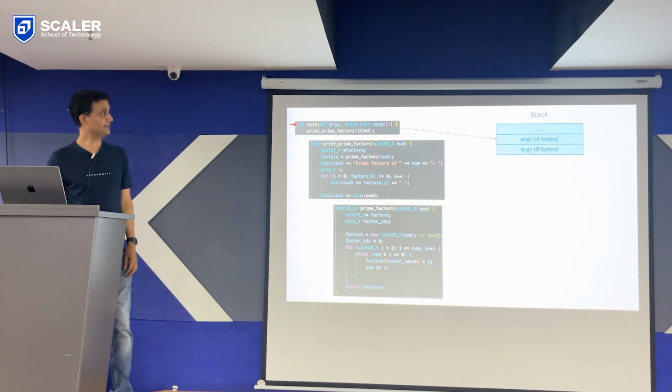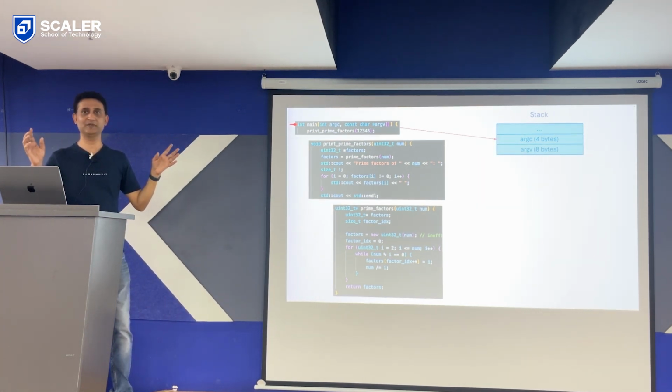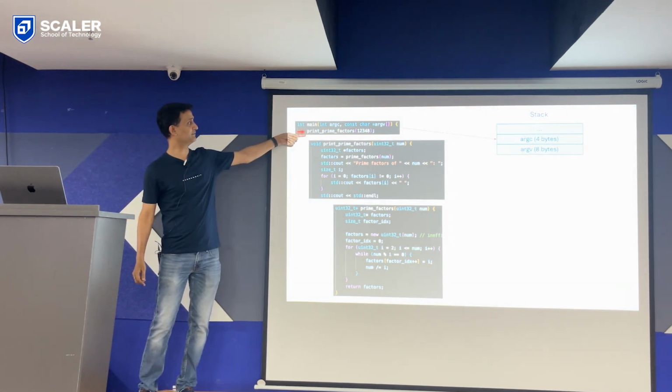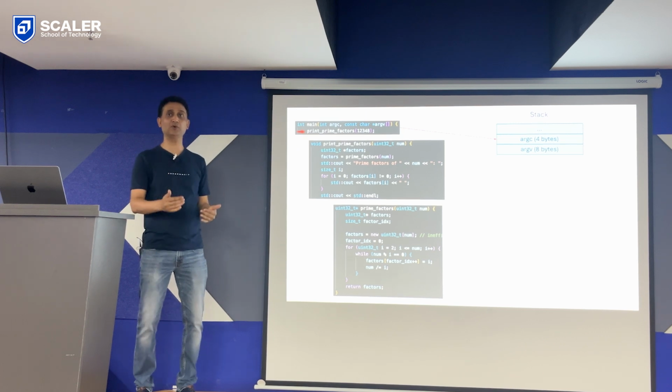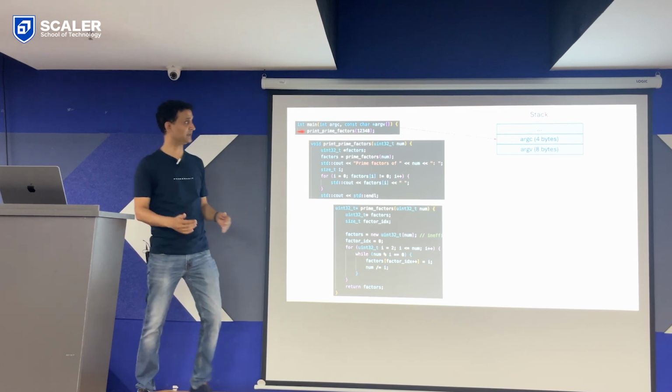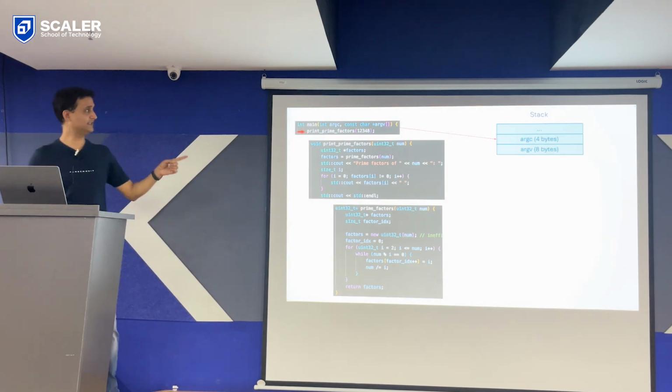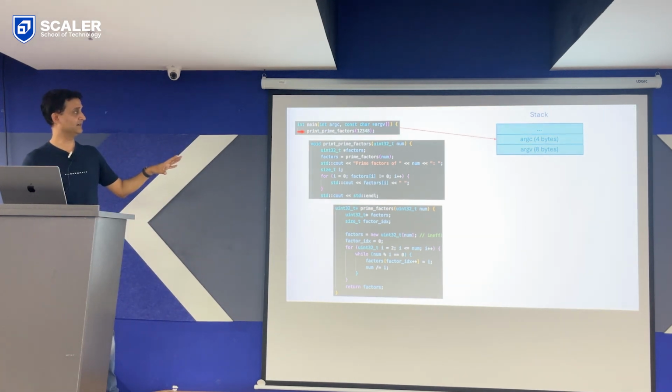Next, argv, which is a pointer. You guys probably don't understand pointers yet, but it's an address. It's a memory address. So that got pushed onto the stack. Now our instruction pointer, or program counter, has moved to the print prime factors. So we are about to call print prime factors now. So far we have argc and argv on the stack.